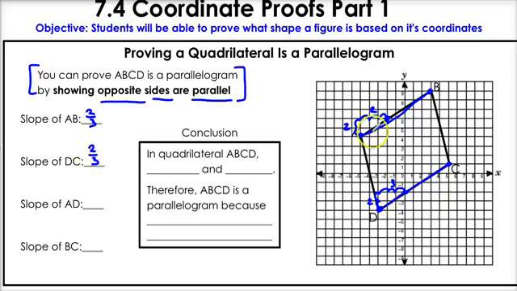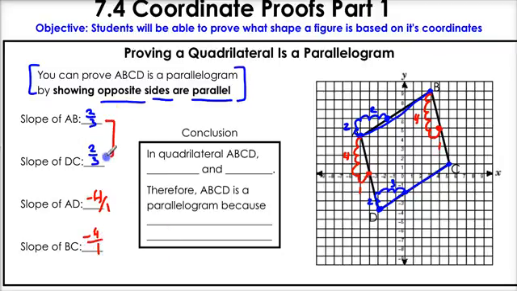Let's find the slopes of DA and BC. So of AD, let's find 2 points. I have a point here and a point here. So that's down 1, 2, 3, 4 over 1. So that's 4 over 1, and it's a negative slope, so that's negative 4 over 1. And let's find the slope of BC. So I'm going to find 2 points, and I'm going to count 1, 2, 3, 4, and over 1, 4 over 1. So the slope of BC is negative 4 over 1.